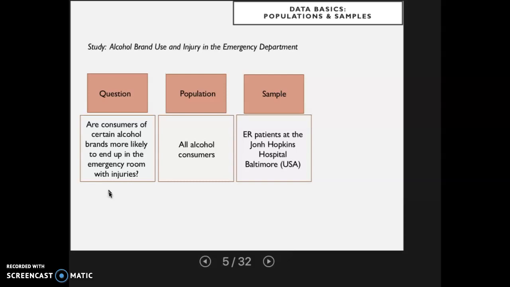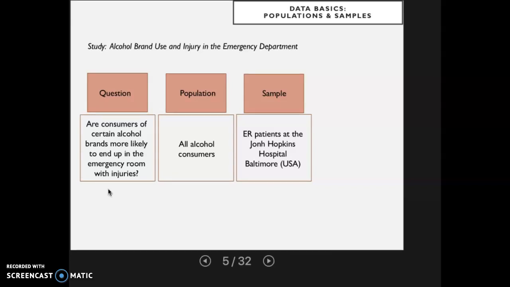I hope you are noticing a discrepancy between the population and the sample. And that discrepancy restricts the potential to generalize the findings of the study. Even though the ambition of the authors might be to generalize to all alcohol consumers, the fact that they just studied patients in the Johns Hopkins Hospital in Baltimore might create some biases in the results that are very specific to that particular set of people, right?